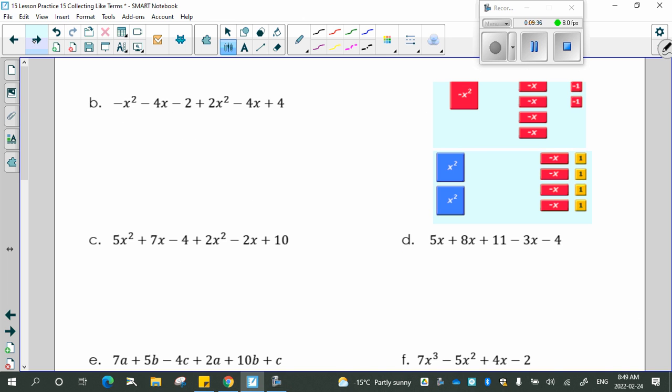All right. Well, we got another one that has a picture, and then the rest of them we won't have pictures for. All right, so I'm going to start off with blue again. Negative x squared, there it is in the picture. Negative 4x. Got a different ending, so I choose a different color. There's my negative 4x's. Negative 2, there's my negative 2 ones.